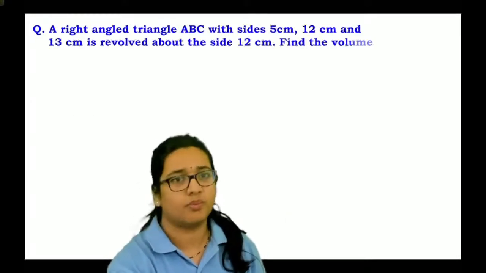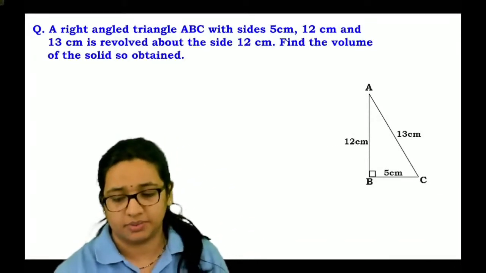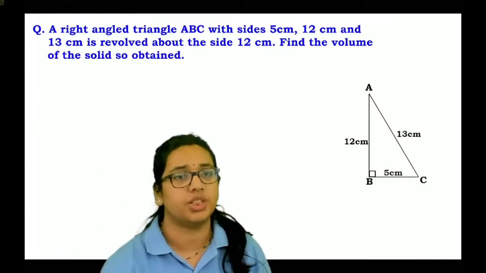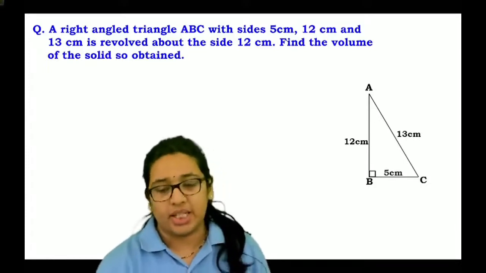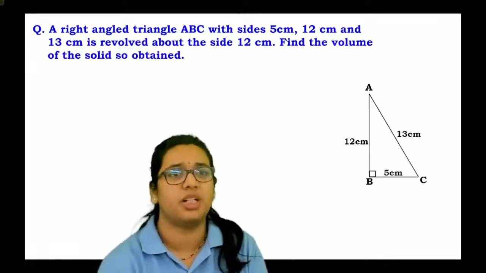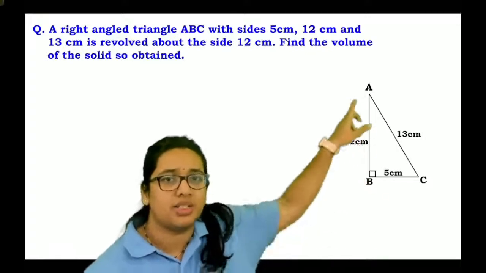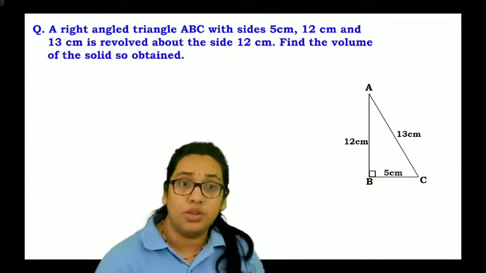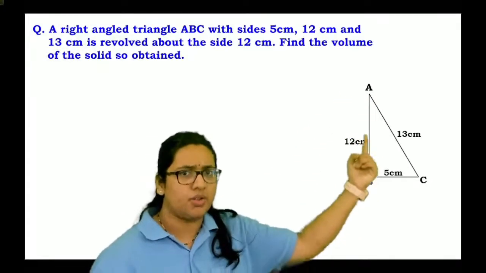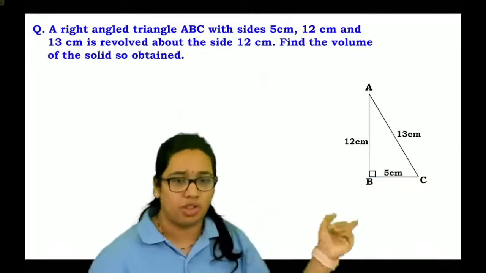Now we have the next question. A right triangle ABC with sides 5 centimeter, 12 centimeter and 13 centimeter is revolved about the side 12 centimeter. Then find the volume of the solid so obtained. This 12 centimeter side you will keep fixed, but the other part you will revolve. Is it understood?